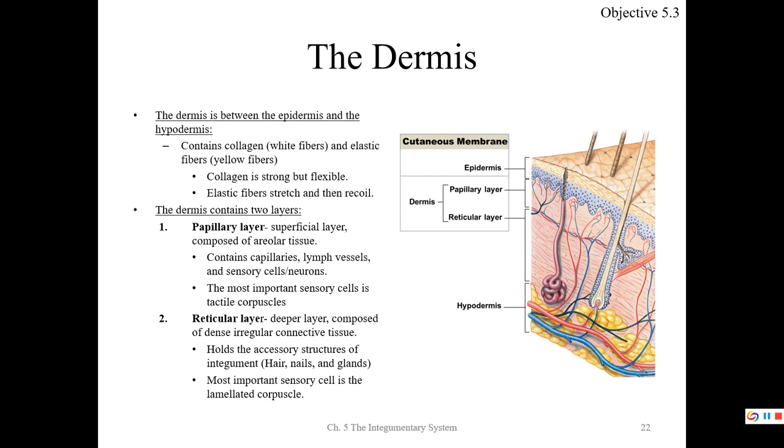The papillary layer is the more superficial, with areolar tissue, capillaries, lymph vessels, and other sensory neurons. And the most important sensory cell here will be the tactile corpuscle. The reticular layer, which is the deeper layer, is mostly dense irregular connective tissue and holds accessory structures, the roots of the hairs, the nails, and the glands. The most important sensory cell here is called a lamellated corpuscle.